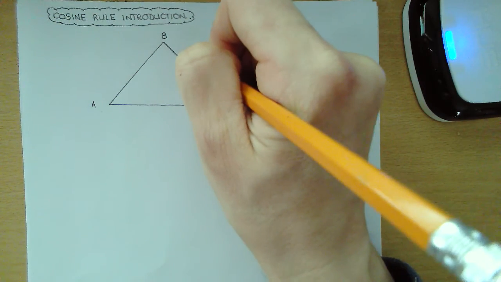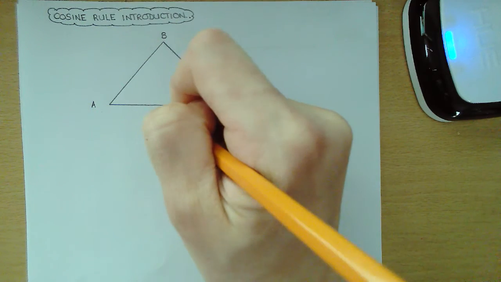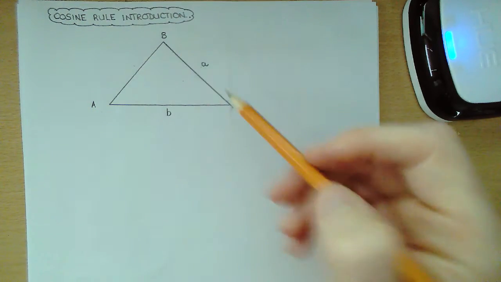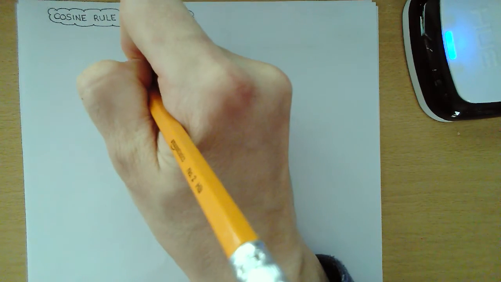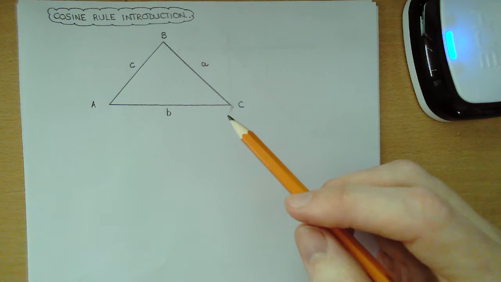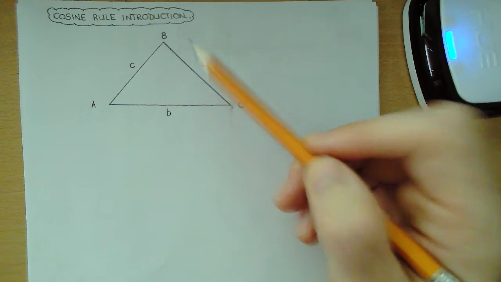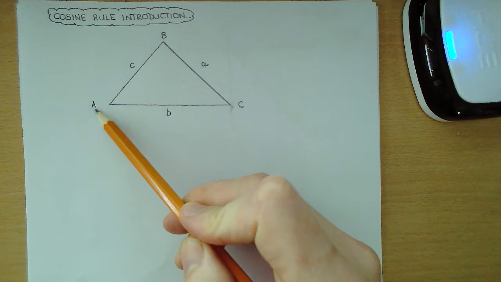So this side is opposite angle A, so it's small a. This side is opposite angle B, so that's small b. And this side is opposite angle C, so we're going to call that small c. Now, the cosine rule links every lowercase letter to its corresponding capital letter.